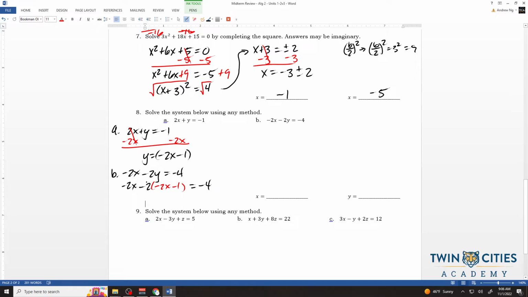All right, let's distribute. Negative 2x plus 4x plus 2 is equal to negative 4. Combining like terms, I've got negative 2x plus 4x. That'll be positive 2x plus 2 is equal to negative 4. We'll subtract 2 from both sides.